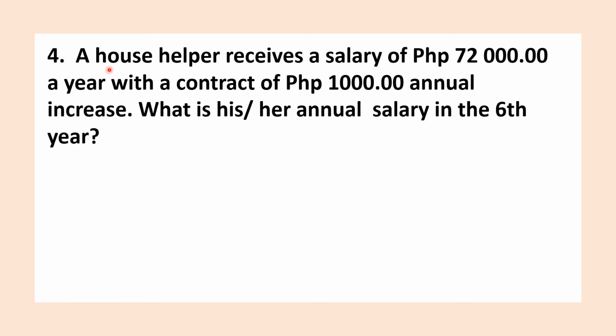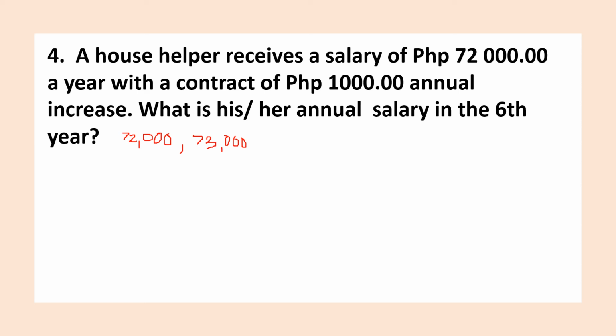Huling halimbawa, a house helper receives a salary of 72,000 a year with a contract of 1,000 annual increase. What is his or her annual salary in the 6th year? So, sa example na ito, sinasabing ang starting salary ng house helper ay 72,000 a year. Then, ayon sa contract, madadagdagan ng 1,000 ang kanyang salary kada taon. So, sa kanyang second year, yung 72,000 magiging 73,000 na. So, we will just add 1,000. So, lumalabas ang common difference natin ay 1,000.